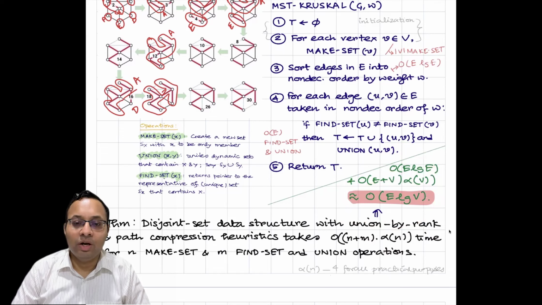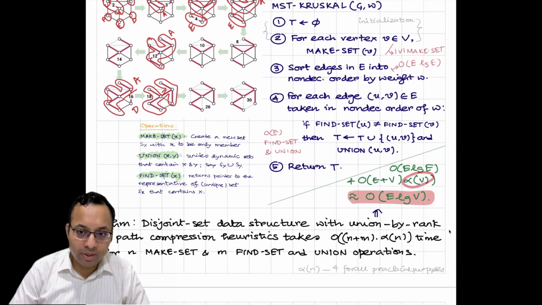So if the edges are already sorted, we don't need to do sorting, then actually it's much better. It's just order (E + V) times α(V). Now note that it is not really linear. It's not order E or order V, as we discussed for DFS, BFS. There is this added term which is almost constant, but it is not really a constant.